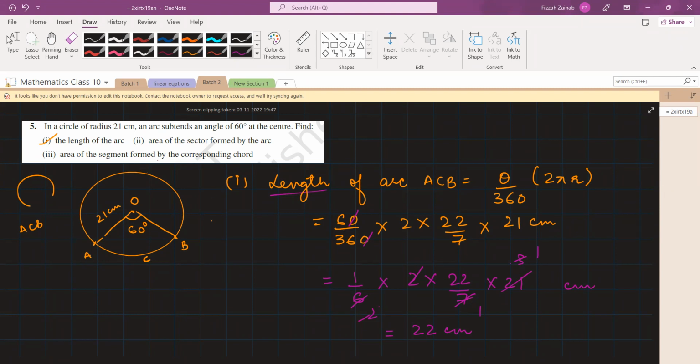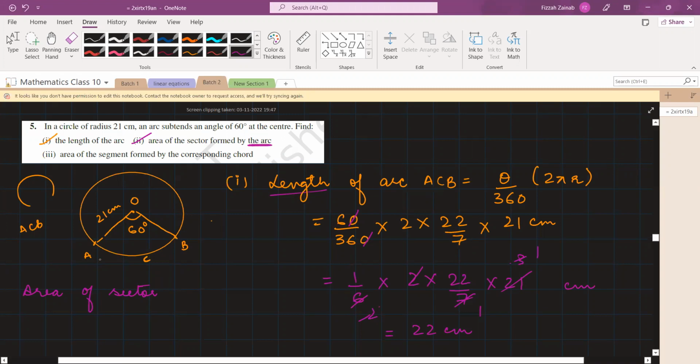Okay. Second, area of the sector formed by the arc. So area of the sector. I have a doubt. Sure. If they ask the area of the sector, so should we find the area of major sector or minor sector? Minor sector. Okay, thank you. Because it's written area of sector formed by the arc.